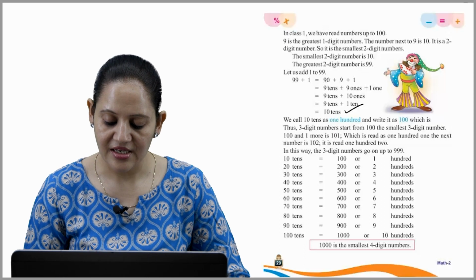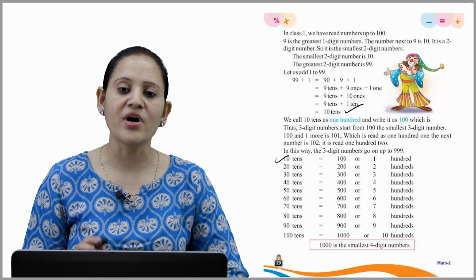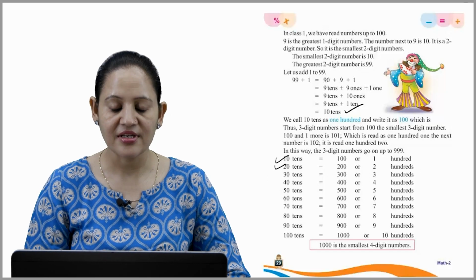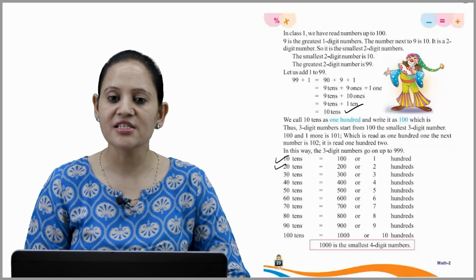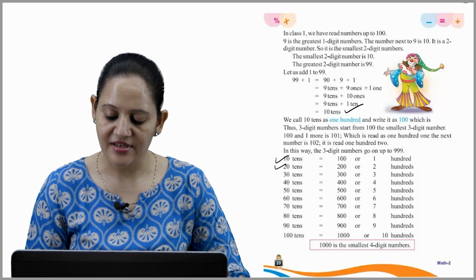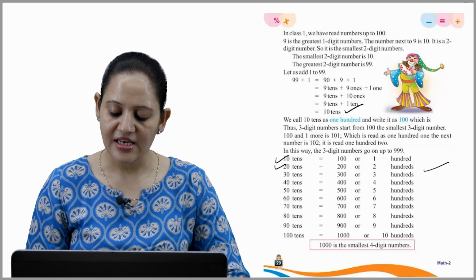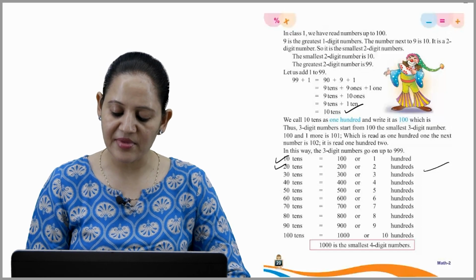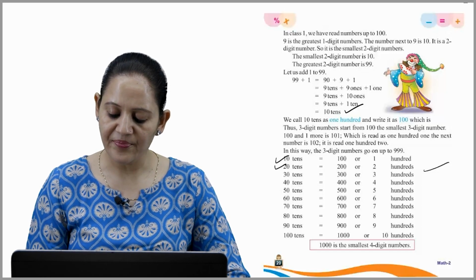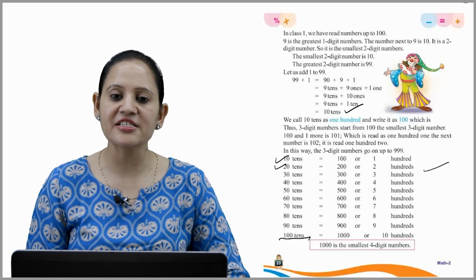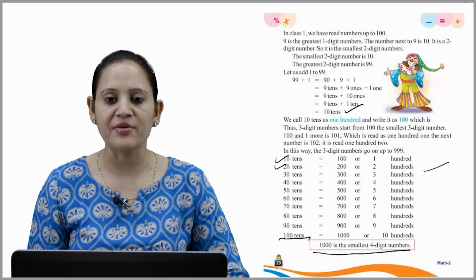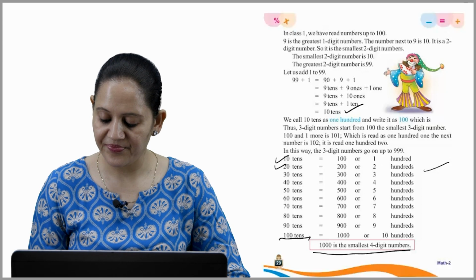So here 10 tens is equal to 100. 20 tens means 200. Clear? Next, 1000 is the smallest 4-digit number. Like this, you can make numbers up to 100 tens, that is equal to 1000. 1000 is the smallest 4-digit number.